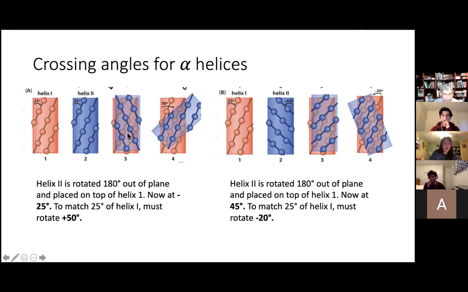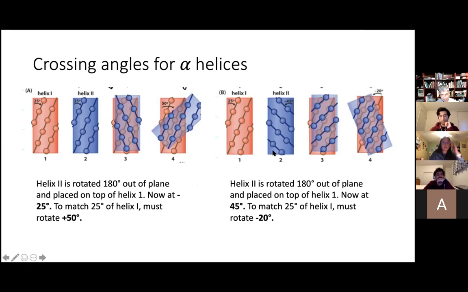And so now we want to align the ridges of helix 2 into the grooves of helix 1. To do that, we want helix 2 to also be at 25 degrees, like helix 1 is. So to match the 25 degrees, we should rotate helix 2 50 degrees to the right. Hopefully that makes sense, because negative 25 plus 50 would put it at 25.